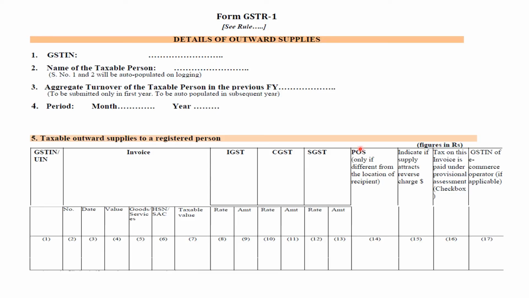And POS, that is the place of supply, is required when the location of the recipient is different from the place of supply where the goods are delivered. So this is required in order to capture the information for the cases where the goods are supplied to a state other than the state of the recipient, in order to do proper distribution of credit. This POS has been asked for. Now this POS will always be invoice wise, it will never be line item wise.